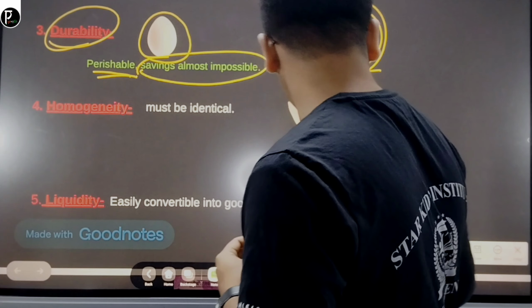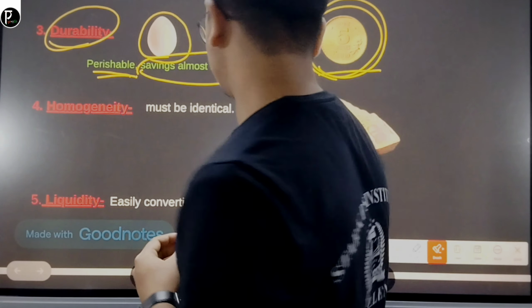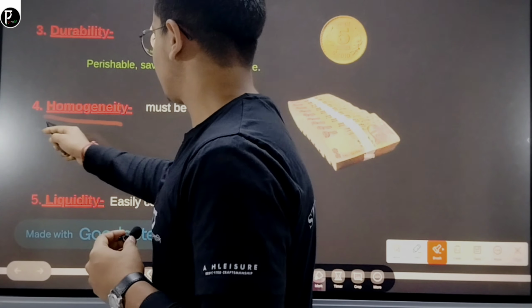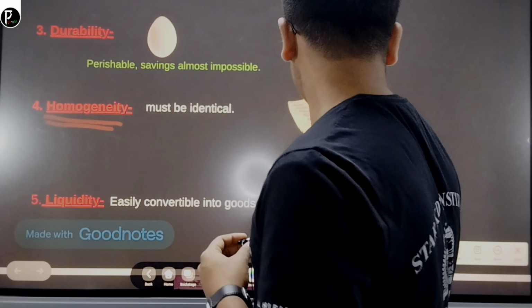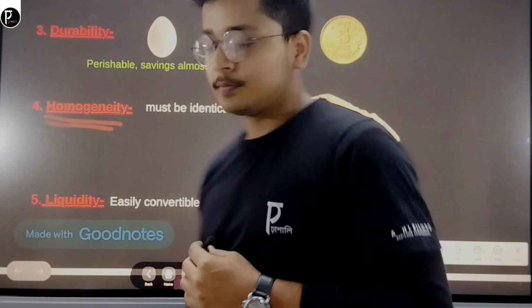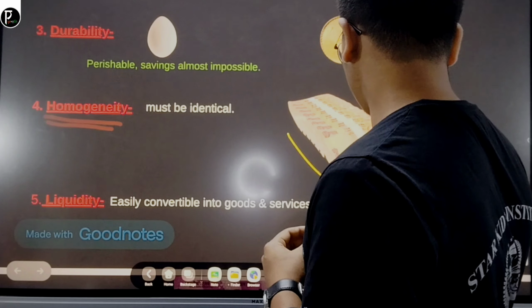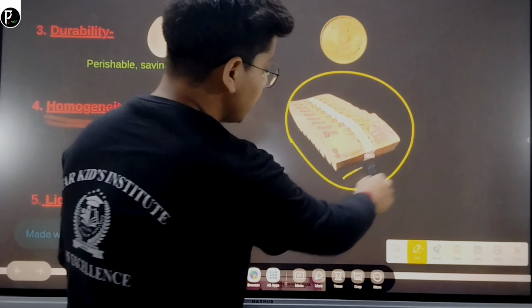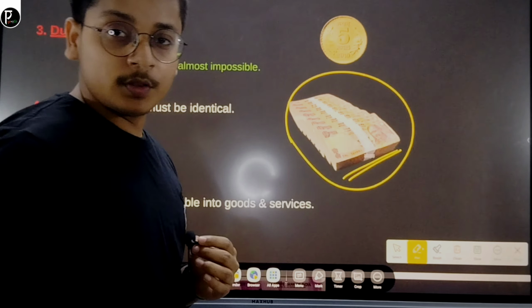The fourth characteristic of money is homogeneity. Homogeneity means that the money must be identical. Look at the bundle of the 10 rupee notes. The 10 rupee notes are almost identical with one another.